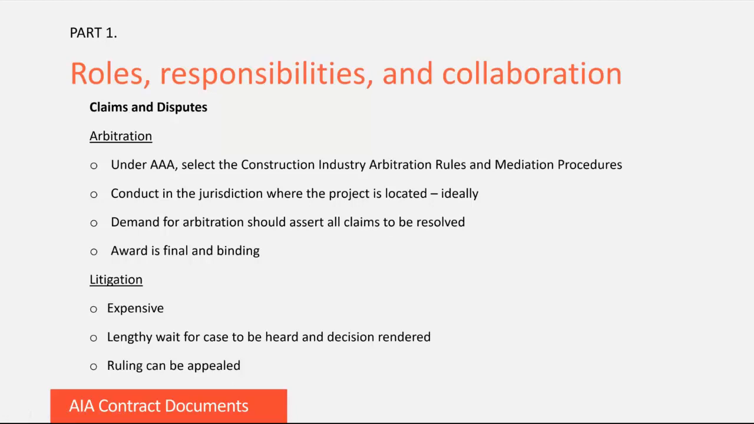Now, if the parties do not resolve their dispute by mediation, or if they go straight to arbitration, this too can be administered by the AAA. There are different rules that can be applied, such as commercial arbitration rules and consumer arbitration rules under AAA. But for a construction project, the contract should specify the construction industry arbitration rules and mediation procedures. As I mentioned with mediation, ideally you want to conduct arbitration in the jurisdiction where the project is located, but the parties can choose a different location if they mutually agree.